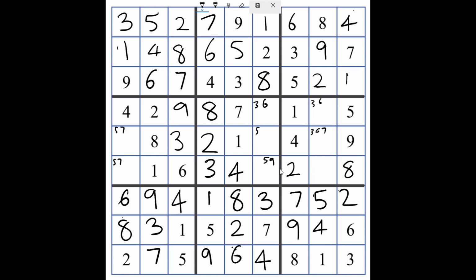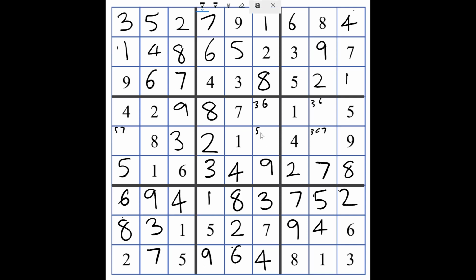So let's check that again. What's missing from this row? We've got a 1, 2, a 3, a 4. 5 can't go here because of that. It can only go here or here. We've got a 6. A 7 could go here, can't go here, could go there. An 8 we've got, and a 9 can't go there because of that. Can't go there because of that. So this has to be a 7, which means this has to be a 5, which means this has to be a 9.